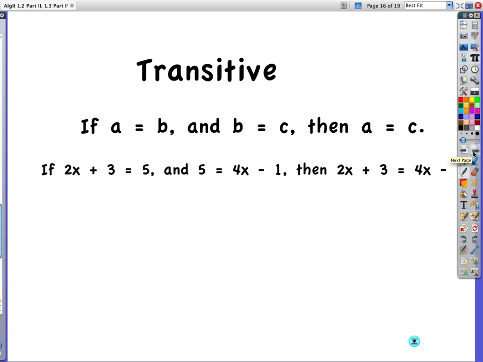Transitive property. I always think you translate from one language to another, or it translates, kind of like rumors or gossip. It goes from one to the next to the next. So if A equals B and then B equals C, then A equals C.